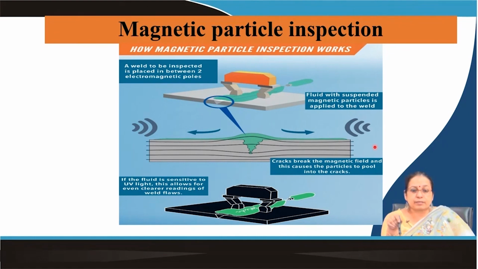Second type of testing is magnetic particle inspection testing. This is also equally easy. But the disadvantage of this magnetic particle inspection is that it can be applied only for magnetic material. This is not really a very good technique for non-magnetic material. On magnetic materials, if any flaws are there, they can be determined by magnetic particle inspection.